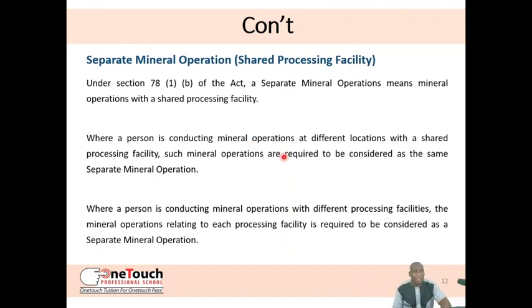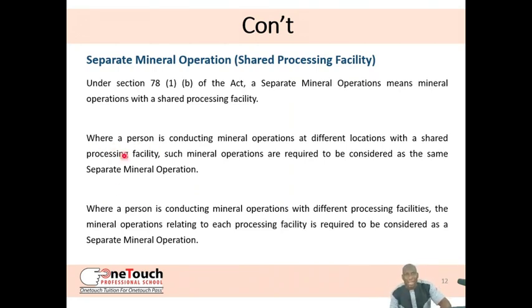When that happens, each mine will not be considered as a separate mineral operation on its own because of the fact that they are using the shared processing facility. So please, when you are discussing the concept of separate mineral operation, talk about where they are not sharing the processing facility and then where they are sharing what? A processing facility. Where they are not sharing a processing facility, each mine is seen as a separate mineral operation. And books of accounts must be kept for each mine. Chargeable income must be determined for each mine. Tax liability must be calculated for each mine, though it is for the same person.